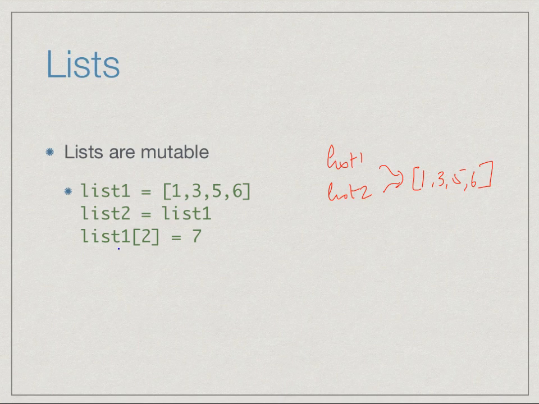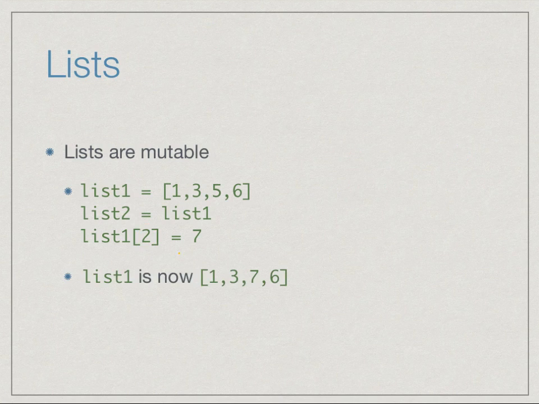So now if I take the position 2, which is this position, and replace it by the value 7, then clearly list1 is 1376, but because list2 and list1 were pointing to the same object, we have that list2 also has the same value 1376.